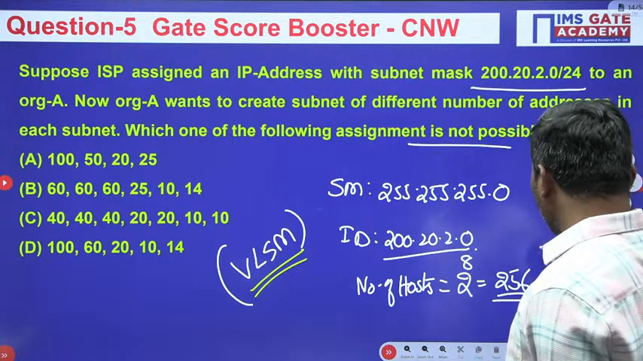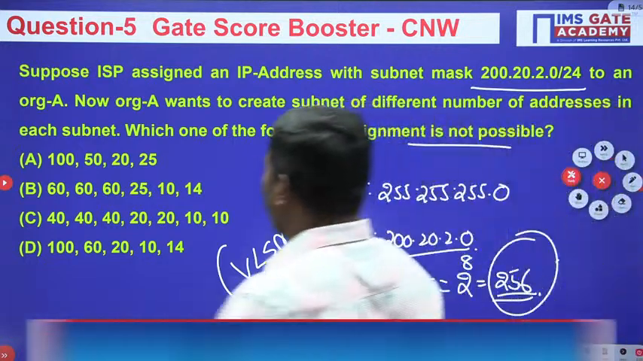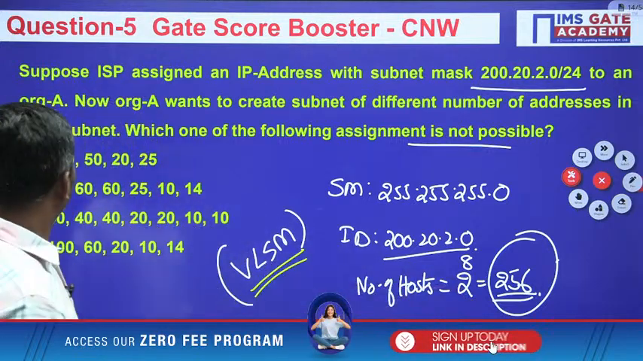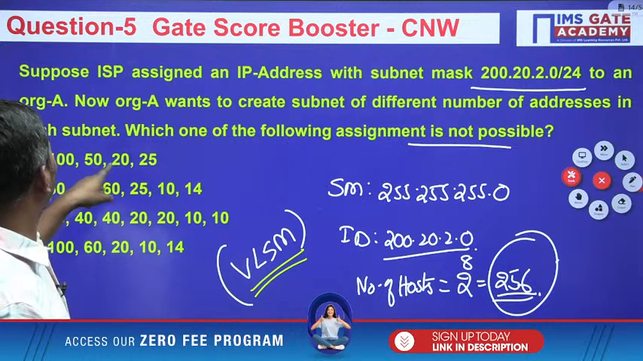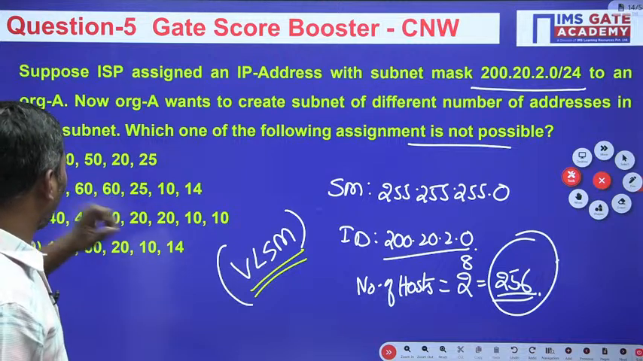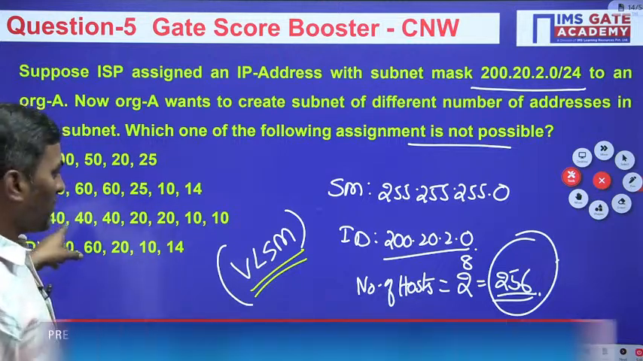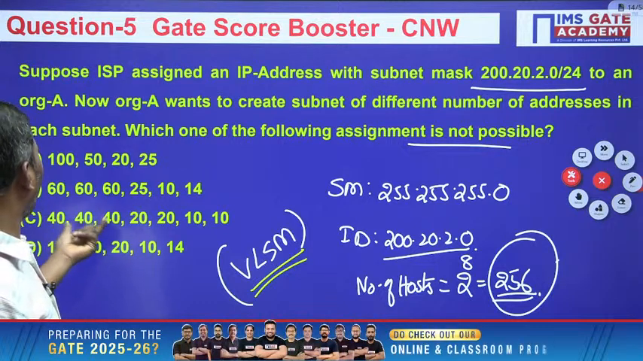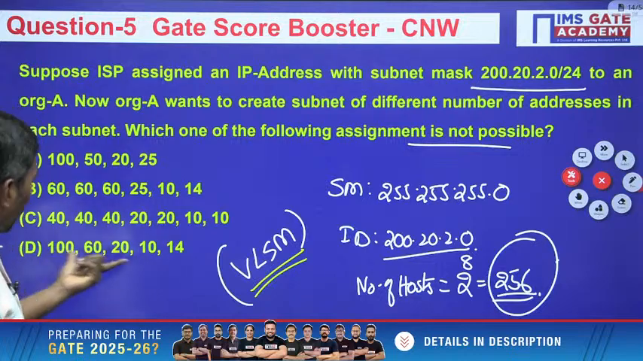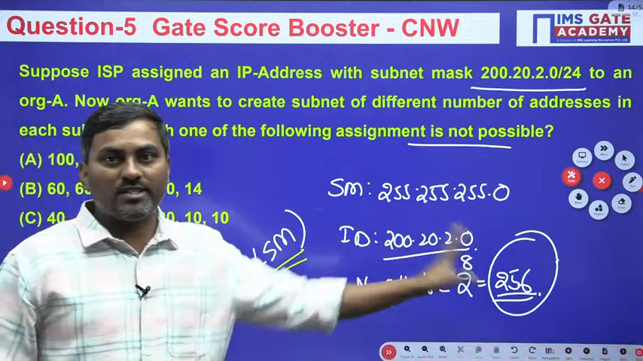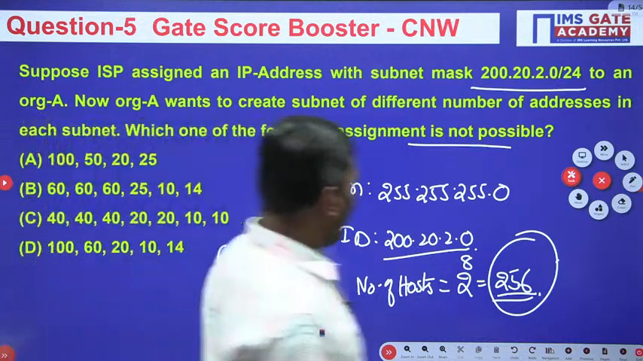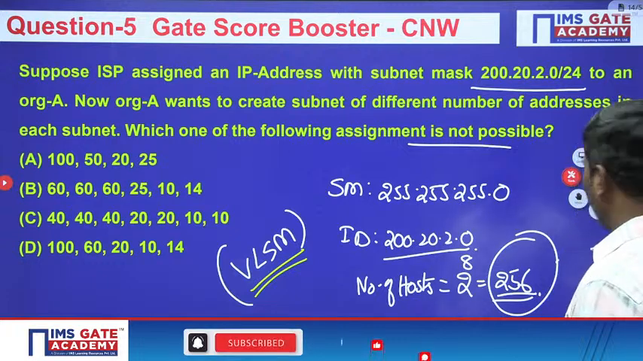So a total of 256 hosts are possible. Now understand, none of these options should exceed 256. This value is 150, 170, 195, correct. This is 180, 229, less than 256 only. This also 120, 120, 160, 180, fine. Every option is less than 256, that is the first thing we should know.